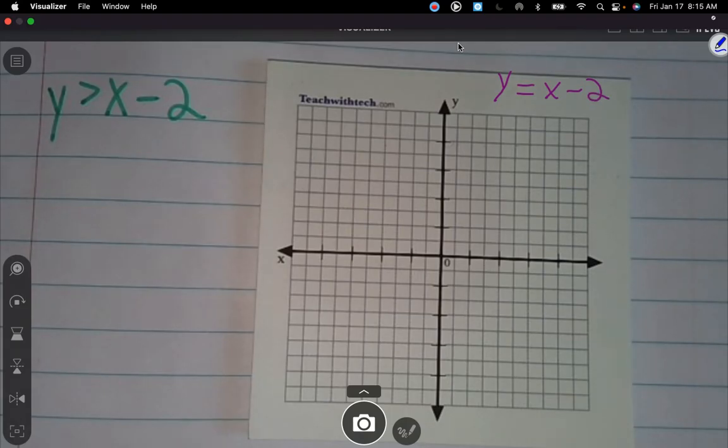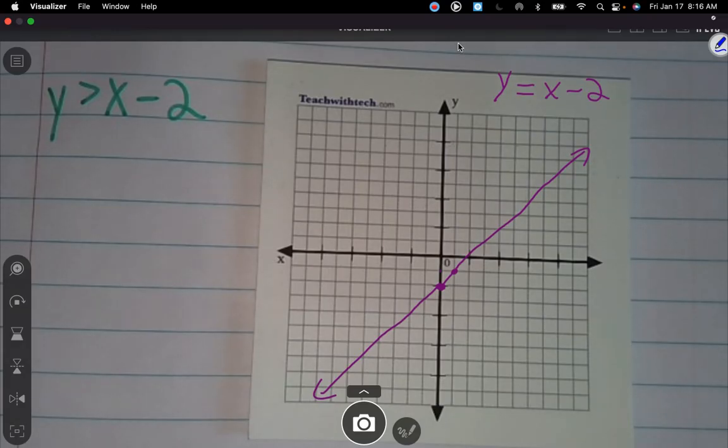So on this problem, I go down to negative 2, right? So I'm going to go down to negative 2. And then what's my slope? Up 1 and over 1, right? It's an understood 1. And then I just draw my line through there. Is everybody okay with that? That's how we graphed y equals x minus 2. Everybody's good with that one. Let me show you how we graph y is greater than x minus 2.